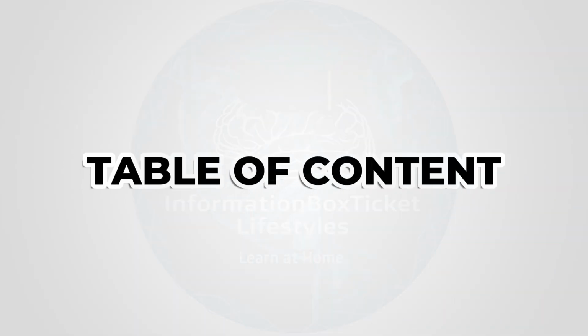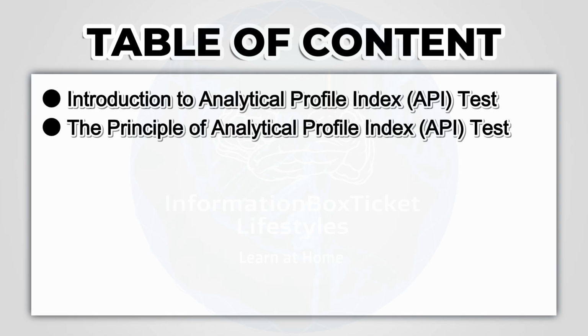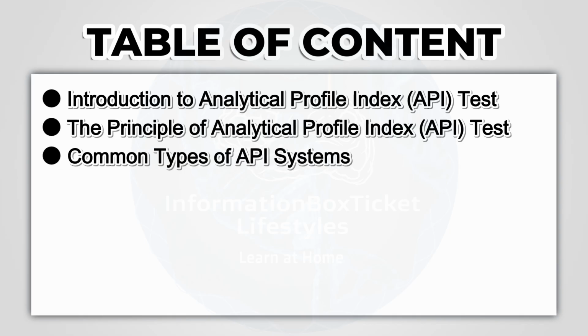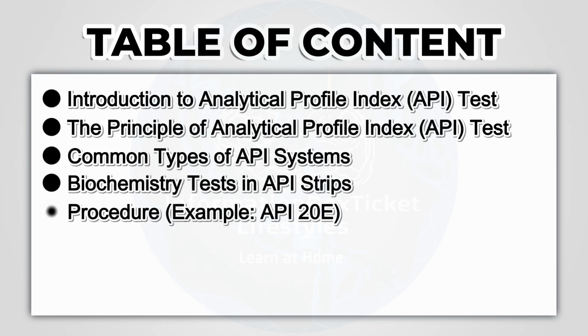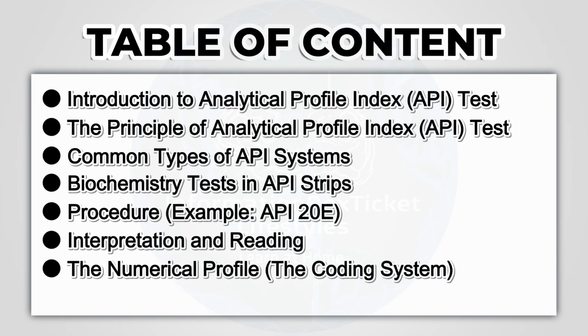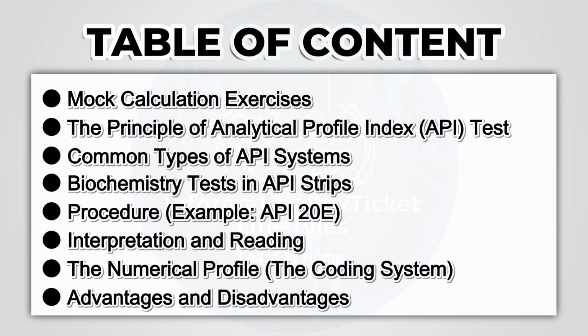Table of Content. Introduction to Analytical Profile Index Test. The principle of Analytical Profile Index Test. Common types of Analytical Profile Index systems. Biochemistry tests in Analytical Profile Index strips. Procedure. Example, Analytical Profile Index 20E. Interpretation and reading. The numerical profile, the coding system. Advantages and disadvantages. Mock calculation exercises.